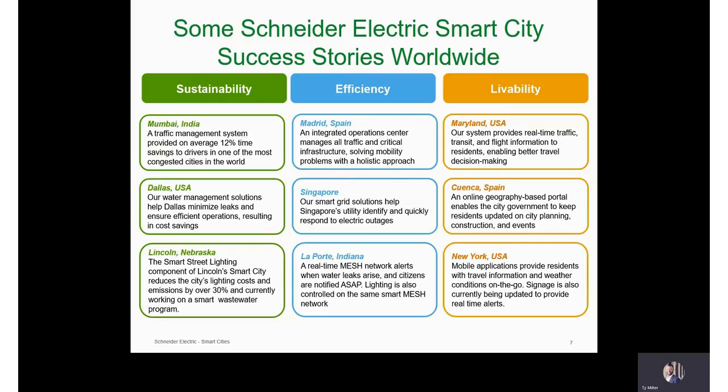Just a few examples here as we wrap up. I've talked about a few of these, including Dallas and Lincoln. But in Madrid, Spain, for instance, they currently have a critical operations center that manages all of the traffic within the city via train, bus, and cars, and is constantly changing patterns based on track patterns for the trains, or traffic patterns to help if an emergency vehicle needs to come through, they can shut off stoplights so that the emergency crews can get to where they need to go.